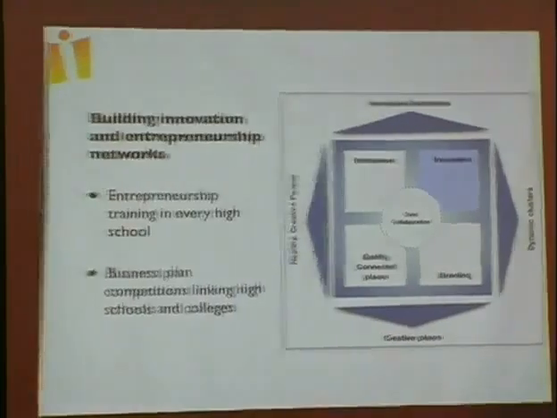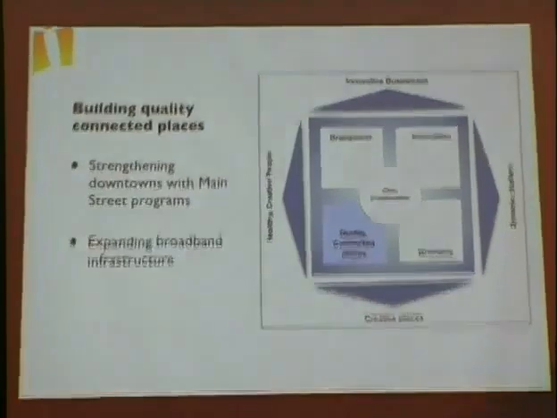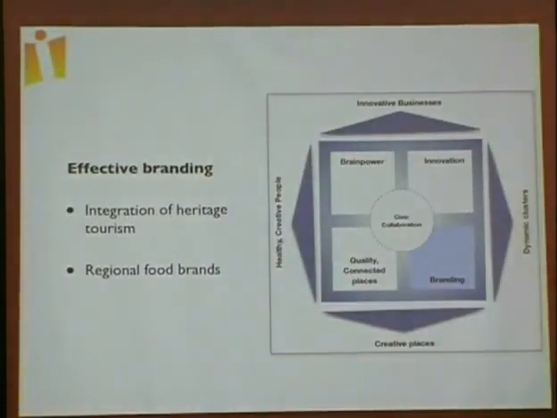How do you develop all these things? Building quality connected places, Main Street programs, expanding broadband infrastructures. How do you get engaged? What do you do? Branding, effective heritage tourism, figuring out where we can bring new people in to the region. Regional food brands, this is something that's happening in Southern Ohio, around the Ohio University. It's a whole bunch of food entrepreneurs have gotten together and started to brand their food in a regional branding.